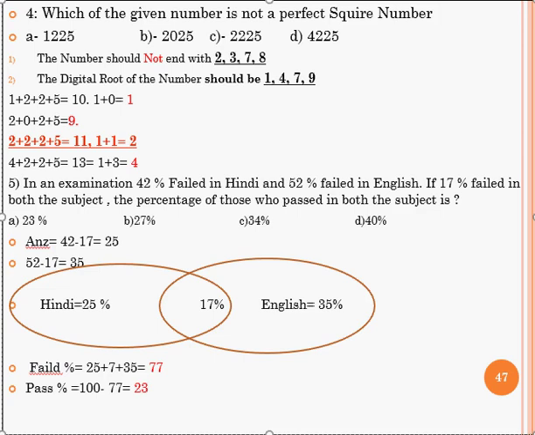This is the question. The options are A 1225, B 2025, C 2225, D 4225. Three among these are perfect squares. One is not a perfect square. Our duty is to find out which one is not a perfect square.